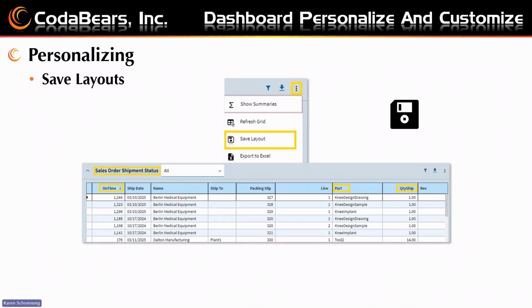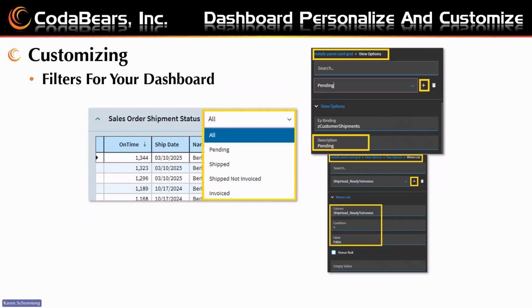Taking this extra step will mean that the next time you open your dashboard, those personalizations that you now set up will be there for you. Notice when reopening my dashboard, the on time is sorted descending, and the part and quantity shipped are after the line column. These are personalizations which are for you personally. If you want the layout for everyone to be the standard format, an application studio layer will need to include similar layouts. Now on to the customizing parts of your dashboard.